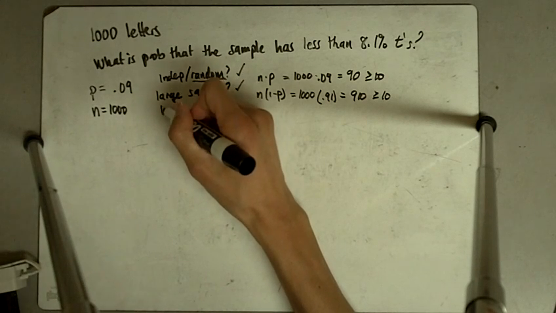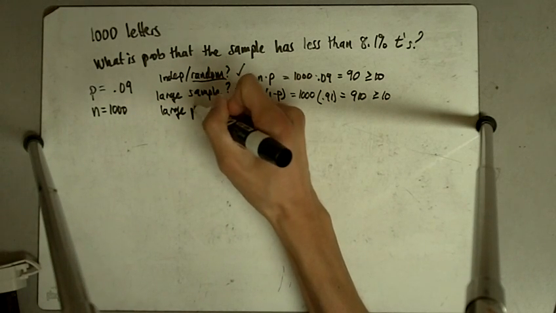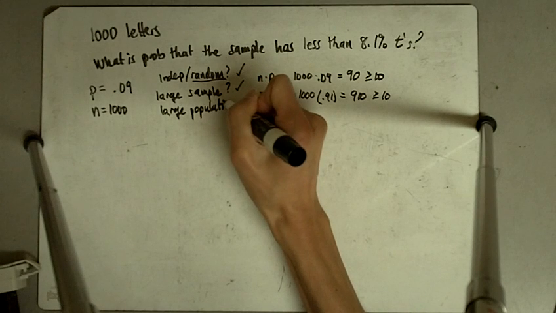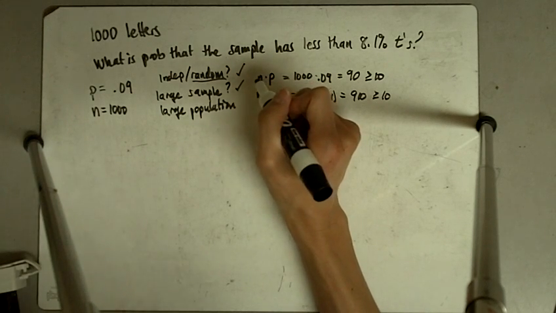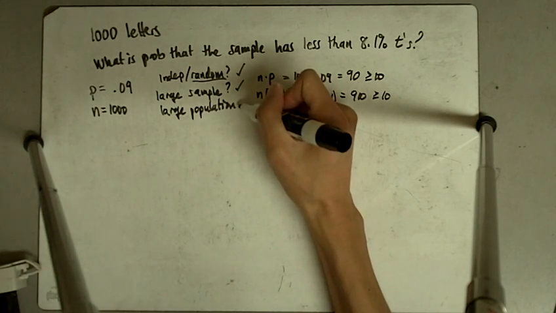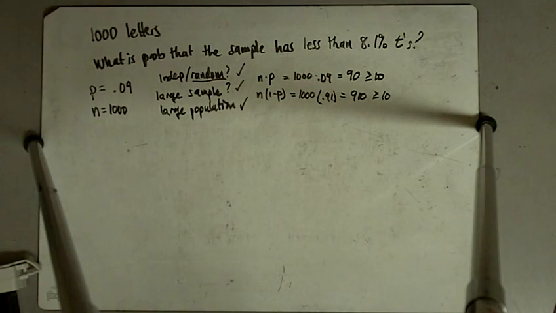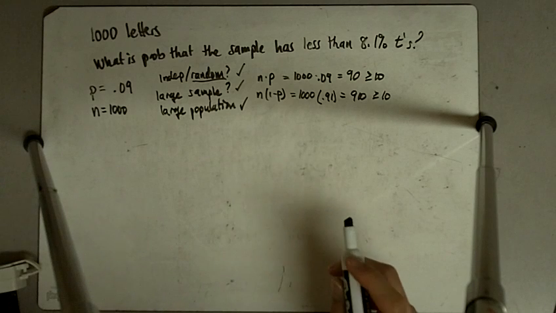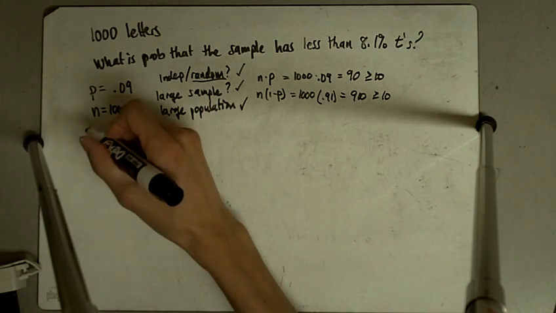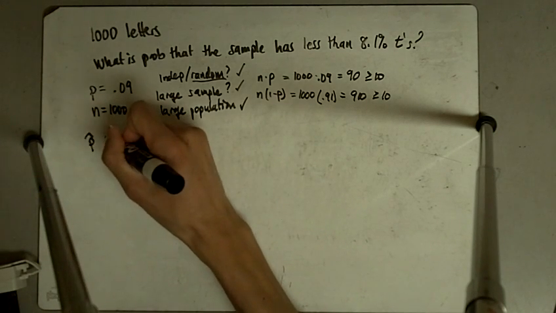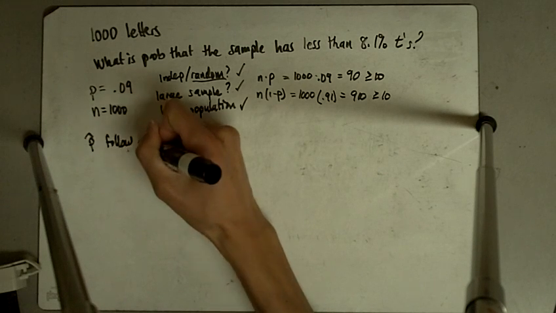And we want to check, do we have a large population? Is 1,000 letters more than all letters ever written or printed? No, it's not. Or more than 10% of all letters printed? No, it's not. So we've got a large population. All right, so this means p-hats follow a normal model.